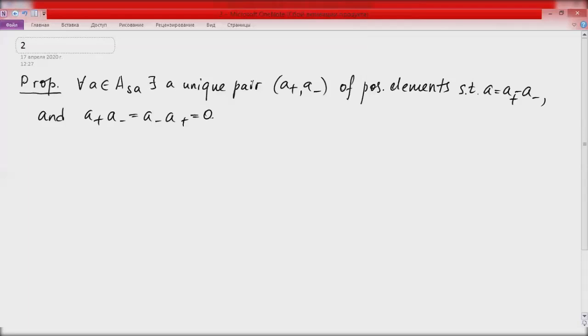Well, before we prove this proposition, let's observe that for C of X, the algebra of continuous functions on a compact Hausdorff topological space, this result is more or less obvious. Well, here's the picture. If little a is a function, so this is the graph of our function. It is assumed to be real because it is self-adjoint. And this is the graph of A plus. So basically, A plus is the maximum of A and 0. And A minus is uniquely determined by A and A plus.